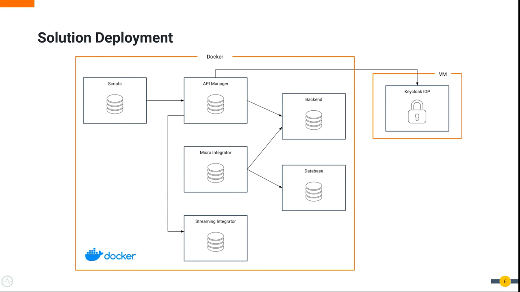The solution architecture diagram illustrates how the previously discussed WSO2 components are deployed in the Docker container to address the requirement. Apart from the WSO2 products, Keycloak is used as the external identity provider as shown in the diagram.